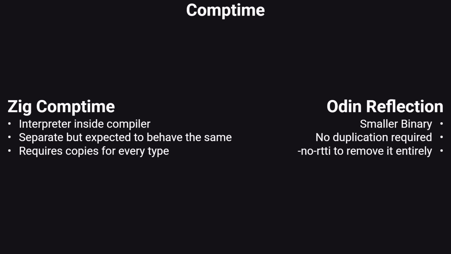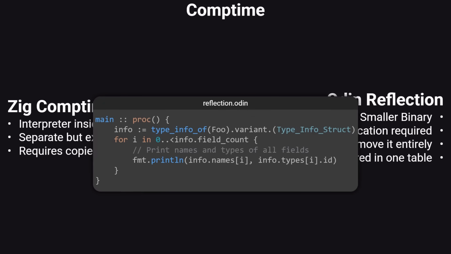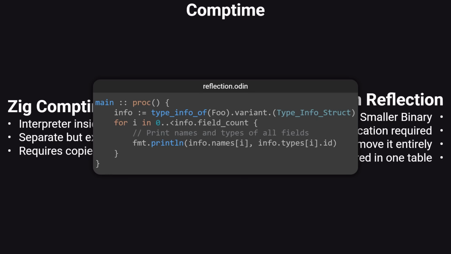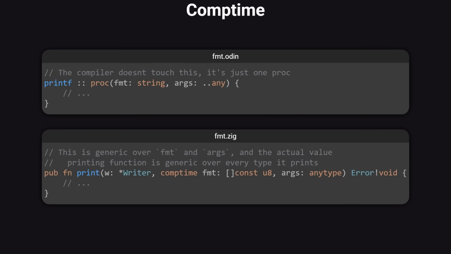Odin's reflection approach is dead simple. Every type that needs reflection info gets thrown into a big hash map by the compiler, which is then exposed by the runtime. Type info of does a basic lookup into the table and gives you all the info you could need about it. It means that in Odin, printf can just be one regular function rather than anything generic, using Odin's anytype, which is a basic combination of a pointer and a type ID.